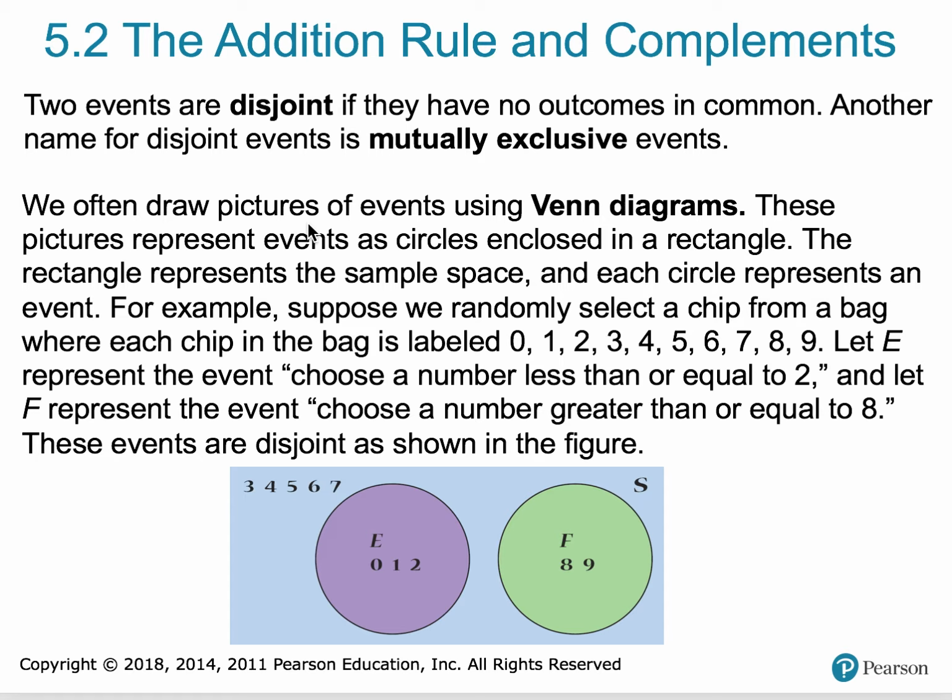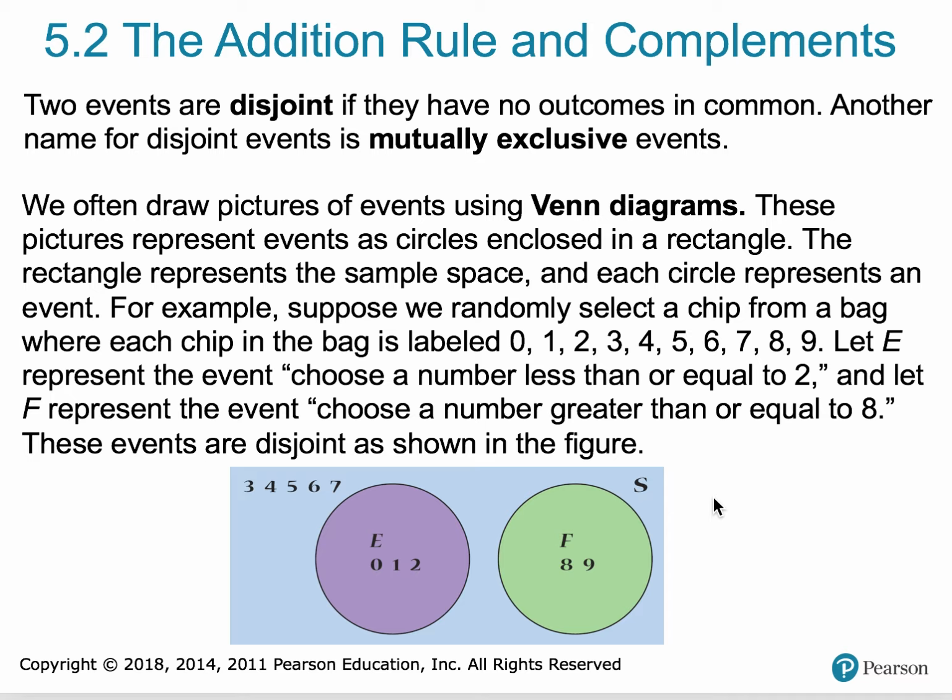Okay, we often draw pictures of events using Venn diagrams. These pictures represent events as circles enclosed in a rectangle. The rectangle represents the sample space, so it's labeled S, and each circle represents an event.